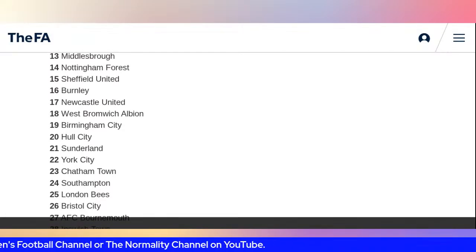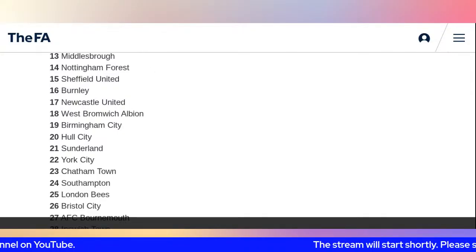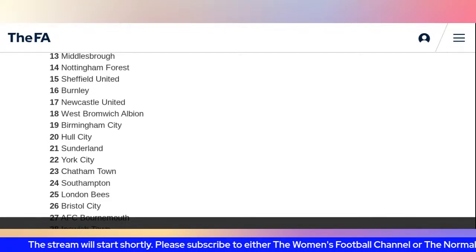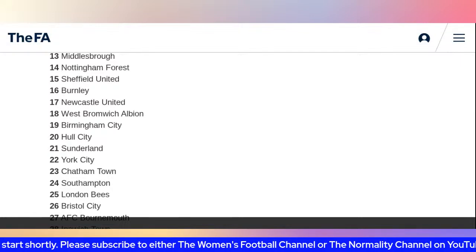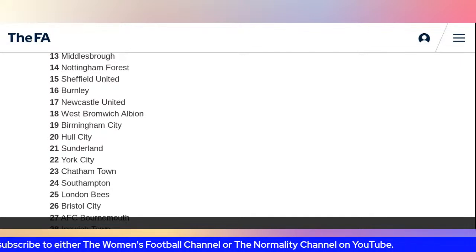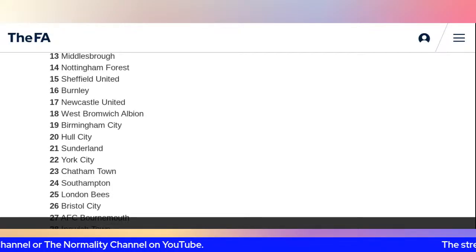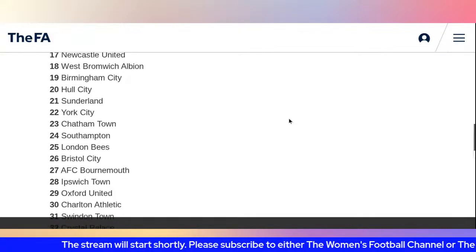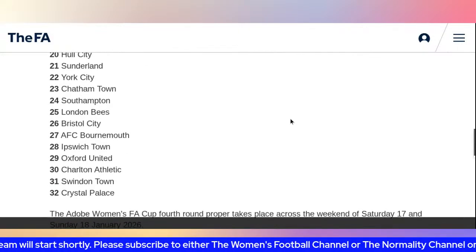And then to the other teams, number 13, Middlesbrough. Number 14 is Nottingham Forest. Number 15 is Sheffield United. Number 16, Burnley. Number 17, Newcastle United. Number 18, West Bromwich Albion. Number 19, Birmingham City. Number 20 is Hull City. Number 21 is Sunderland. Number 22 is York City. Number 23 is Cheltenham Town. Number 24 is Southampton. Number 25 is London Bees. Number 26 is Bristol City.